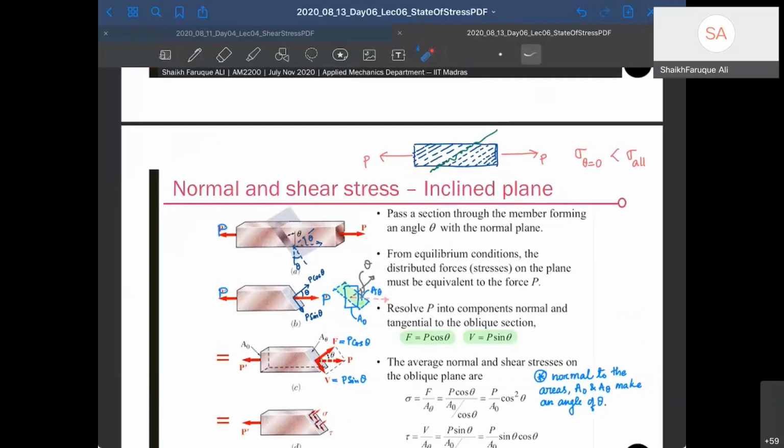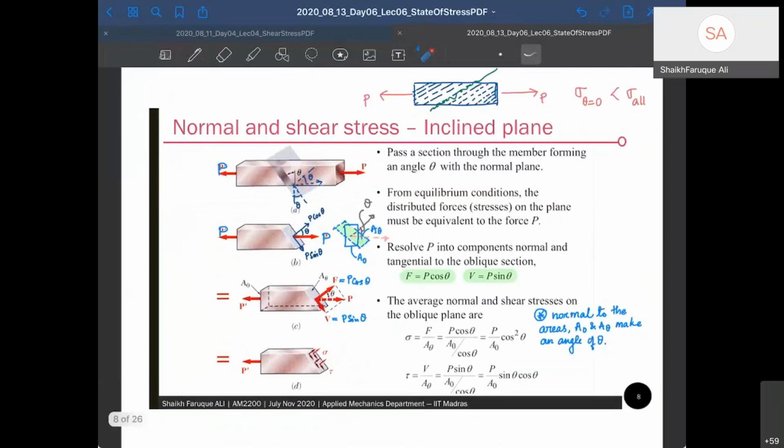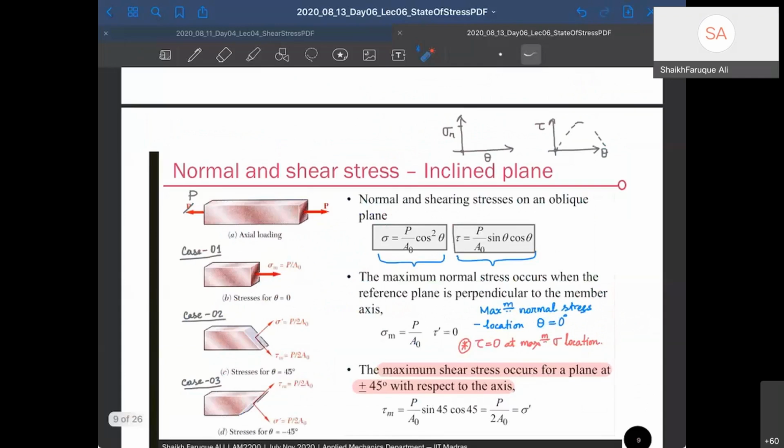So that's why this example comes into action. It tells you that there are orientations along which the stresses can be higher, which is generally not seen in the regular orientation of the member. A regular orientation of the member will give you sigma normal, but no shear stress. But you can see here the formulas, right? I can go to the next slide and you see the formula here.